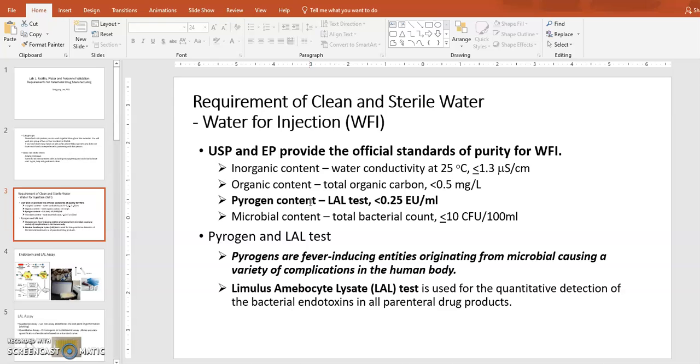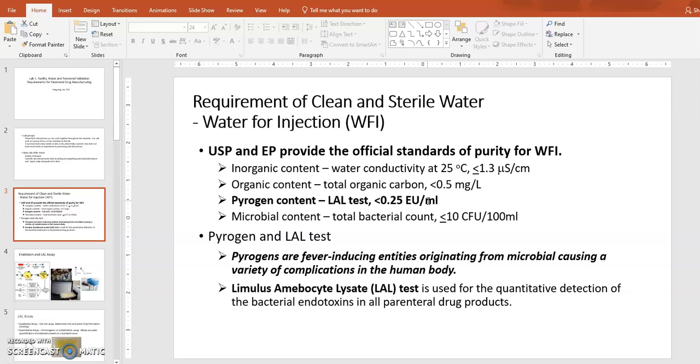So how do you quantify that? You use the LAL assay. We talked about it in the lecture. The assay uses limulus amebocyte lysate, the horseshoe crab blood cells, and they will coagulate. So you can use the test to quantify the amount of endotoxin. Through the test, you have to prove that there's less than 0.25 endotoxin unit, EU stands for endotoxin unit, per every 1 ml of water.